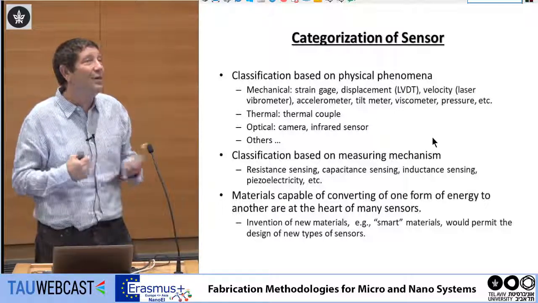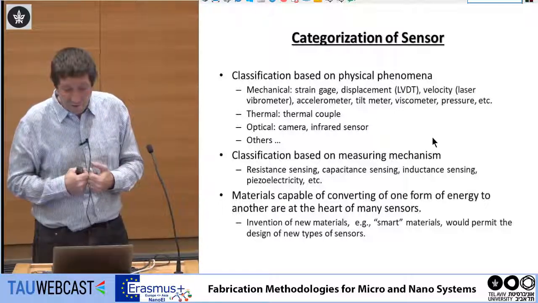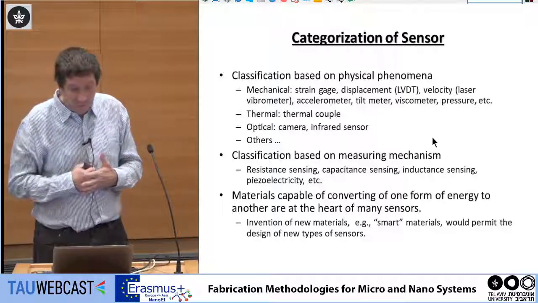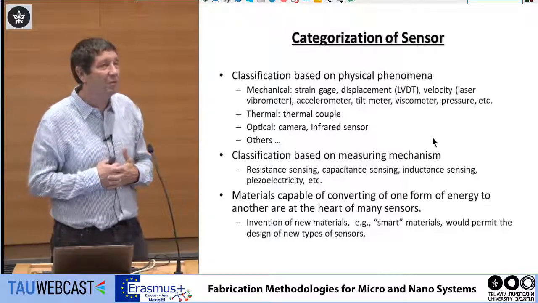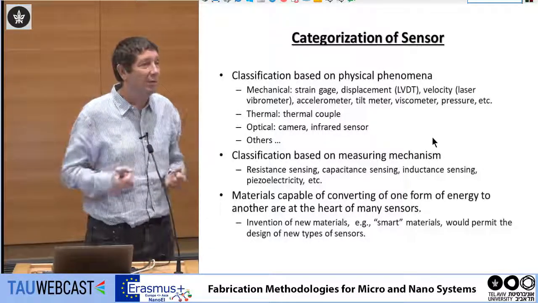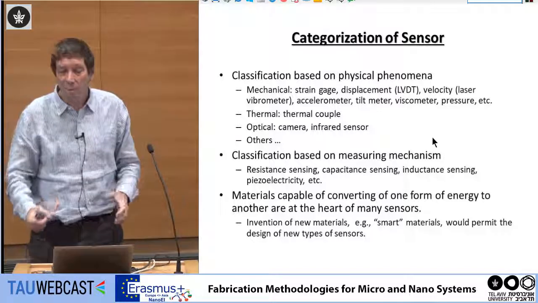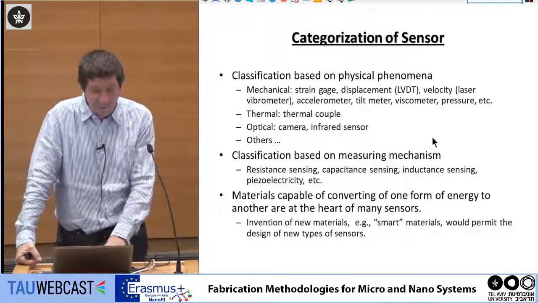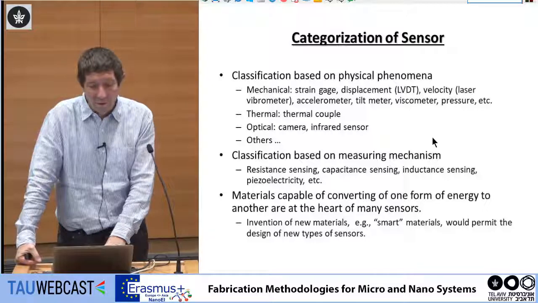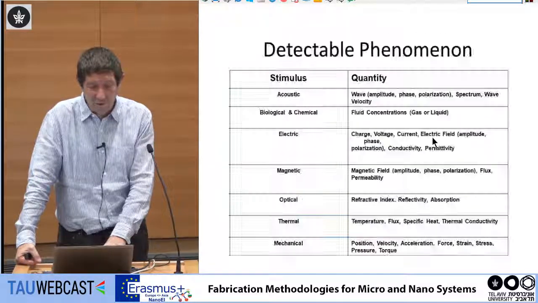So you need to invent a new material, like smart materials would permit the design of a new type of sensors, invent new nanostructures, find new properties. So this is kind of a very serious field of exploration.